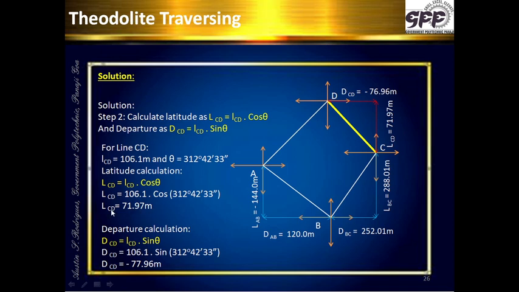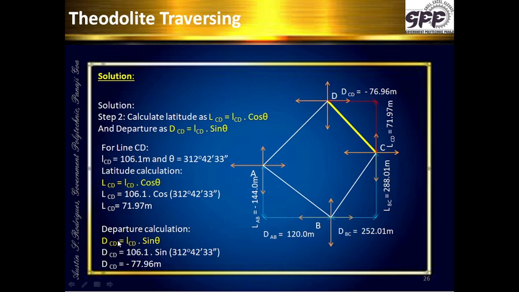Now latitude CD has been shown over here. Latitude is its projection on the vertical axis. So latitude CD is equal to 71.97 meters. Please note, since it is in the north direction, this latitude CD can also be termed as northing. So northing of CD is 71.97 meters.